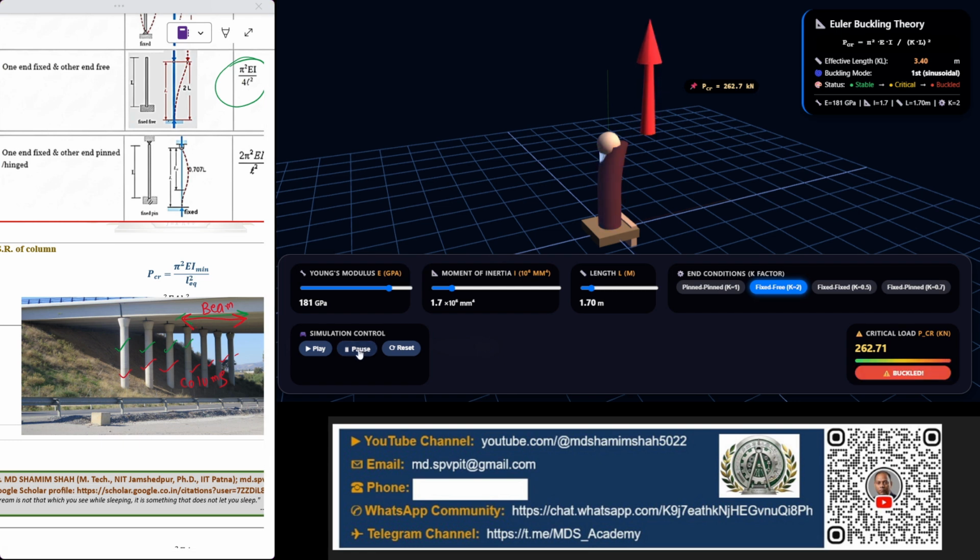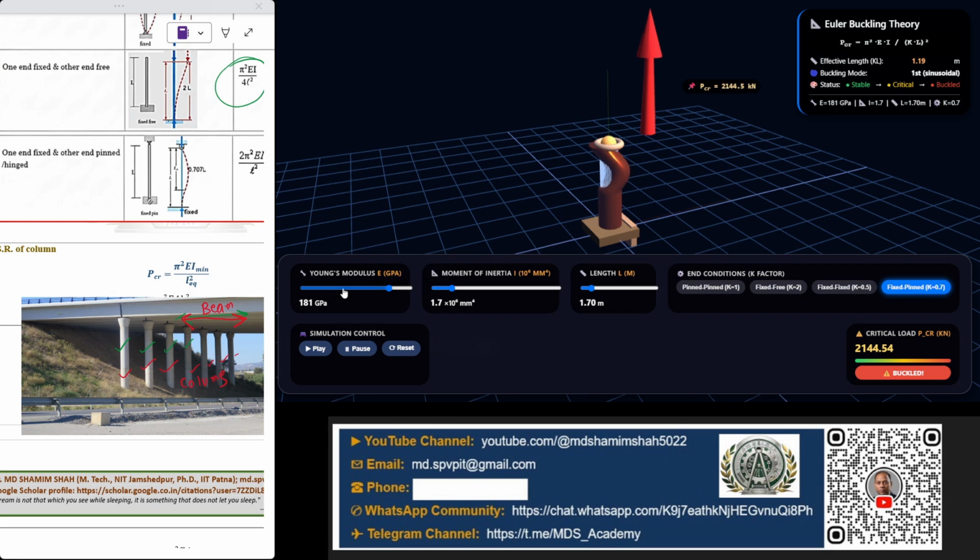Pause the video. We have four different cases: pinned, one end fixed and another end free, both ends fixed, and fixed-pinned, where the bottom is fixed and the upper one is pinned or hinged.